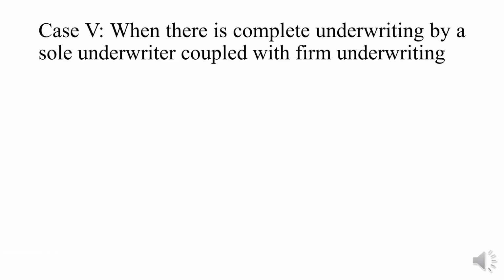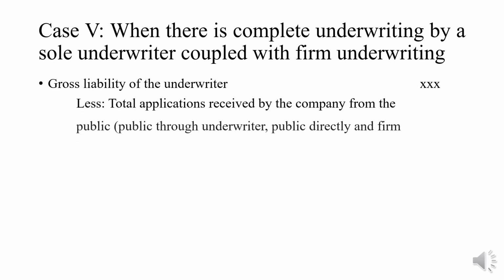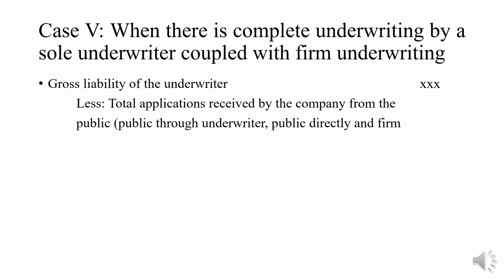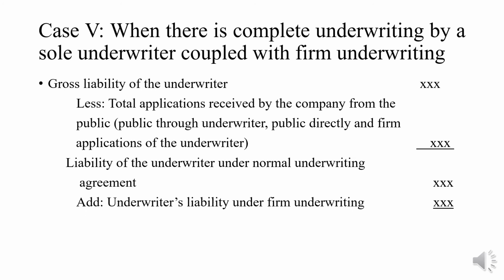Discuss case number 5. So when there is complete underwriting by a sole trader coupled with firm underwriting, first we find the gross liability of the underwriter. Then from that deduct total applications received by the company from the public. So public includes public through underwriter, public directly, and firm applications of the underwriter. So this has to be deducted so that we get a balance, and that is called the liability of the underwriter under normal underwriting agreement. Then for that we have to add the underwriter's liability under firm underwriting, so that we get the total liability of the underwriter.